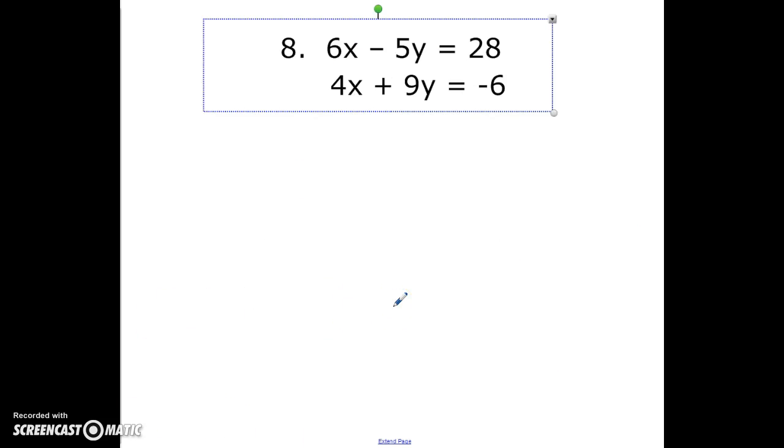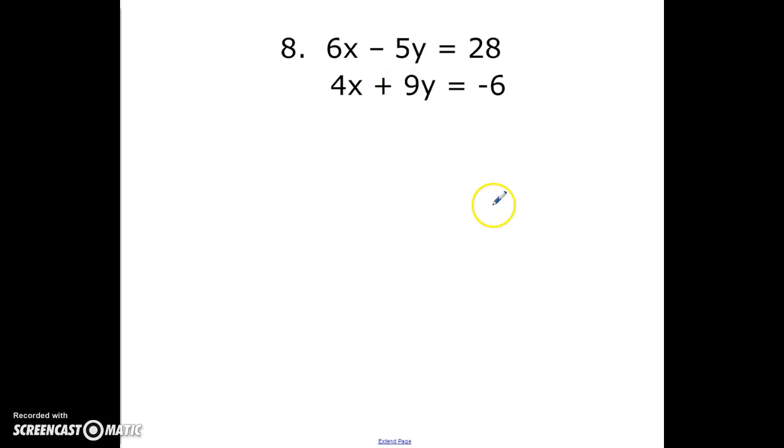Number 8. So standard form, no same coefficients, so we can't use a -1. I can't multiply anything times 4 to get to 6 or anything times 5 to get to 9, so I'm going to have to multiply both. These have a smaller common multiple than these do, so I'm going to use these and I'm going to get to 12.